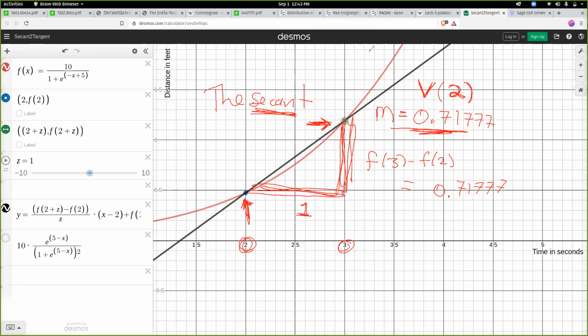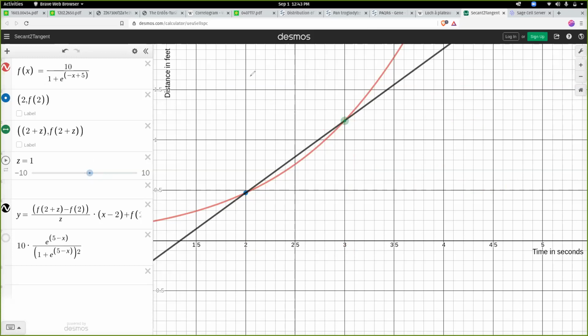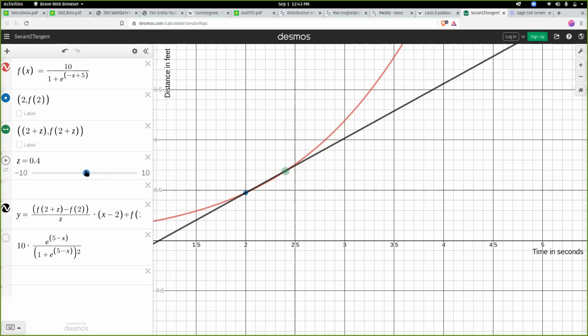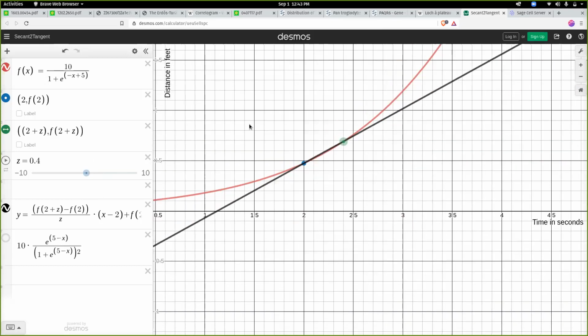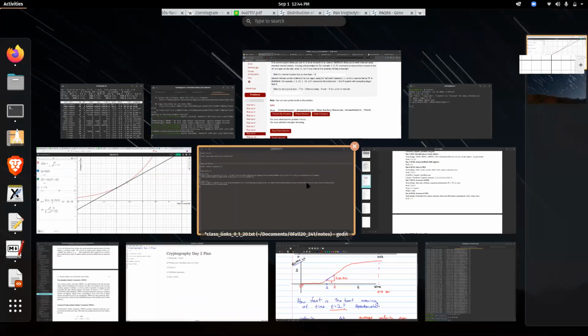But let me do this. What if I just make, sorry, I have to turn off drawing. What if I just make this point closer like that? So do you think now that what we're doing is taking an average velocity, but now it's over a shorter time interval. So do you think that this average velocity over this shorter time interval will be more like the instantaneous velocity of the boat exactly at time 2? Kind of makes sense that it would be, right? And yeah, it turns out that that idea works.